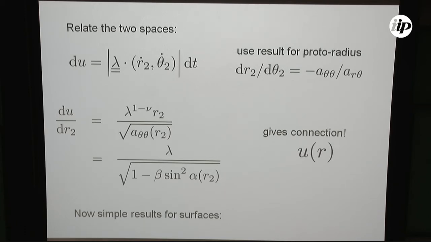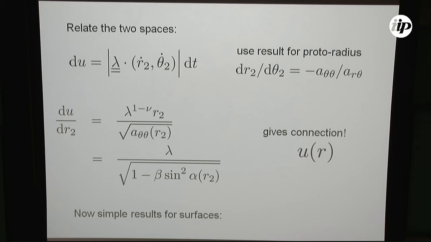This tells me the connection between the distance along the radius of this circularly symmetric shell and how far out I am on the protoradius. So it connects the two spaces. And the connection is very simple. It's just this. So there's a connection between U and R, which is given by this.